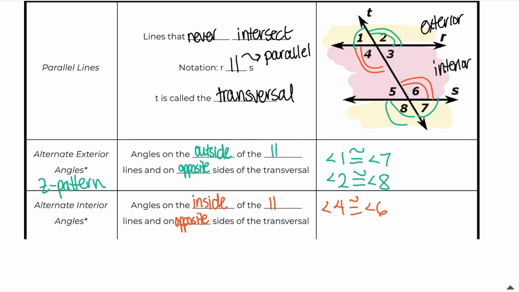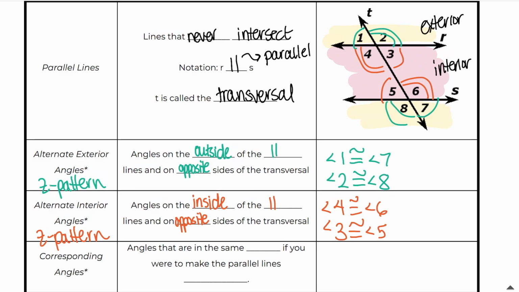And if you notice here, we would also have a Z pattern formed by these angles as well, okay? And then another set would be angle 3 and angle 5. Those are alternate interior angles. Now, quick note, the Z is allowed to be backwards, okay? Totally fine. If the Z is backwards, it's still alternate interior or alternate exterior angles.